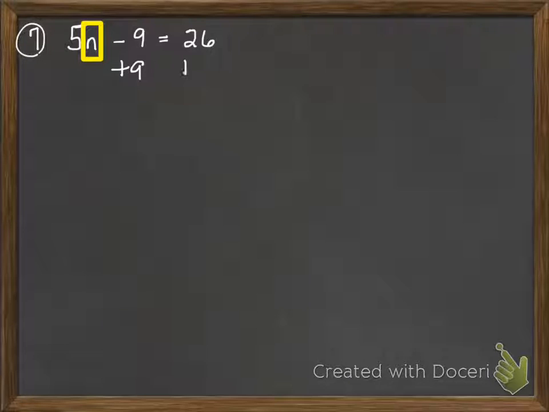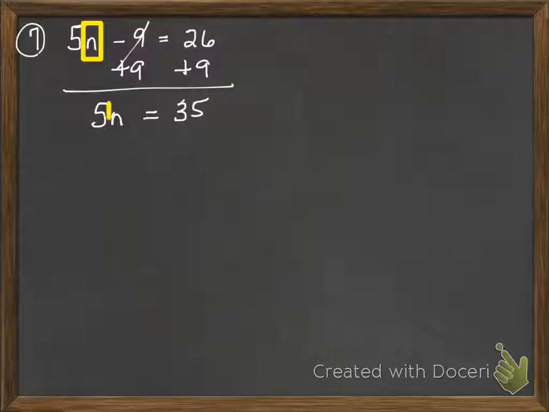So I want to move it first by adding 9. That's going to leave me with 5 times n is equal to 26 plus 9, which is 35. Still solving for n. n is being multiplied by 5. So we're going to divide both sides by 5. And n is going to come out to be 7.